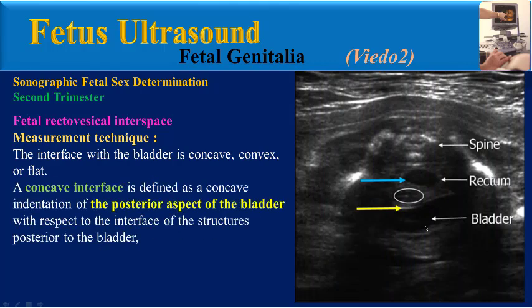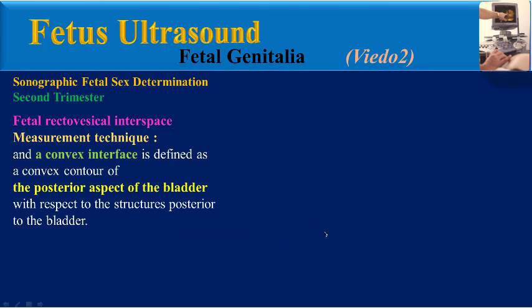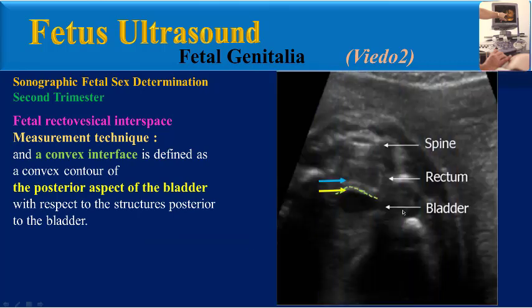A concave interface is defined as a concave indentation of the posterior aspect of the bladder with respect to the interface of the other structures posterior to the bladder. A convex interface is defined as a convex contour of the posterior aspect of the bladder with respect to the structures posterior to the bladder.